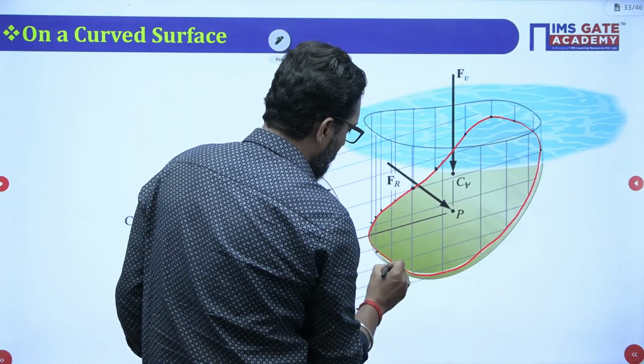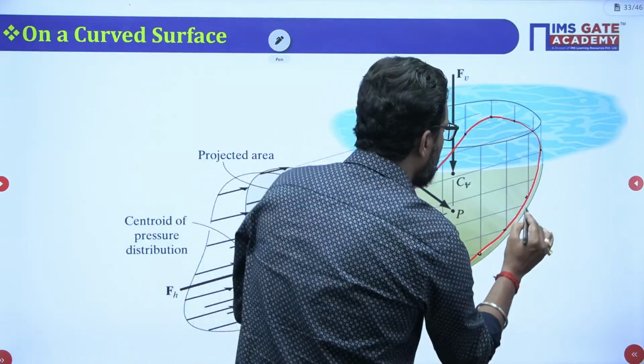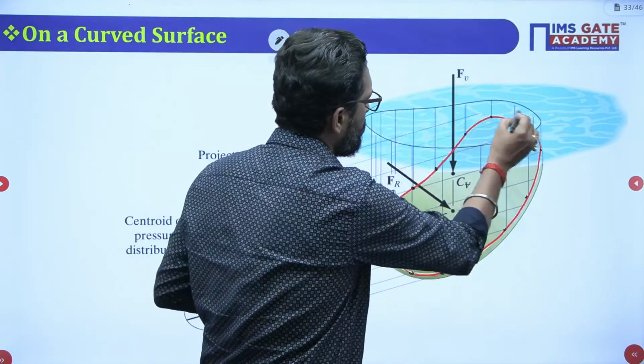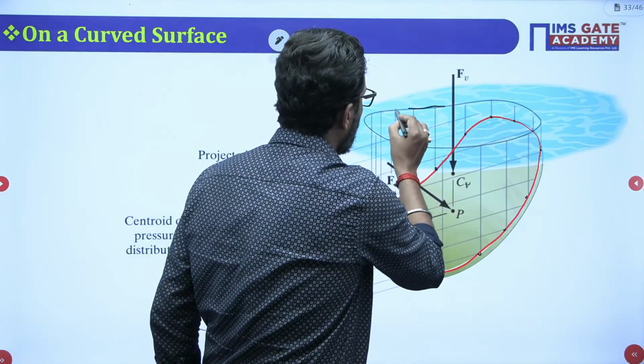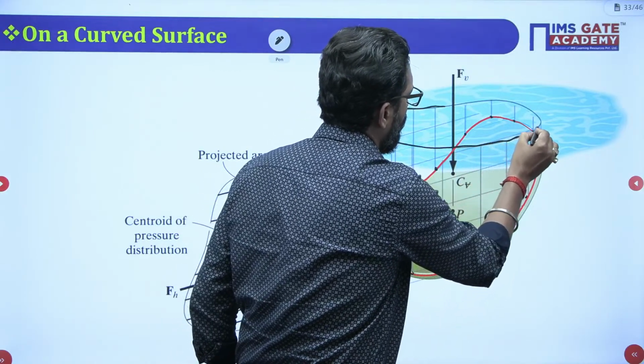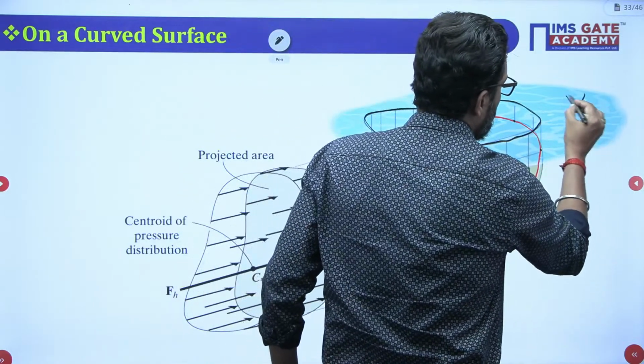Pressure will vary. So each and every point the pressure will vary. And now if you take the projection of this pressure, so this is your projection. So this is your what projection? Vertical. This is your horizontal projection above the free surface. So this is your free surface.